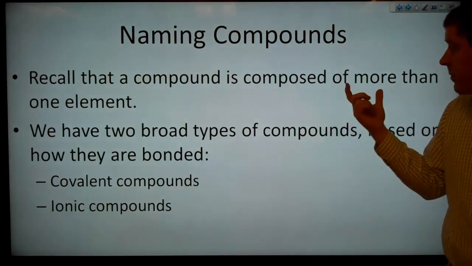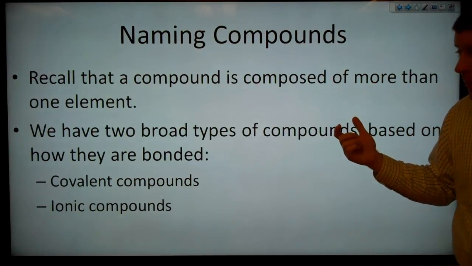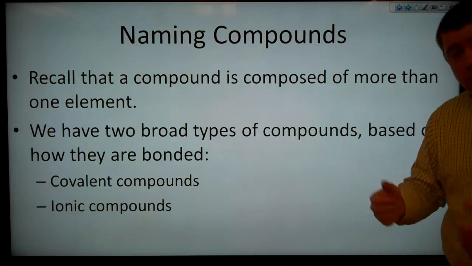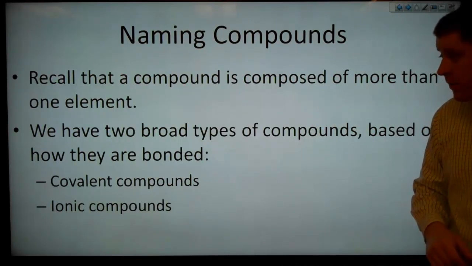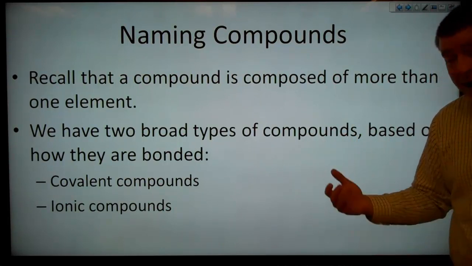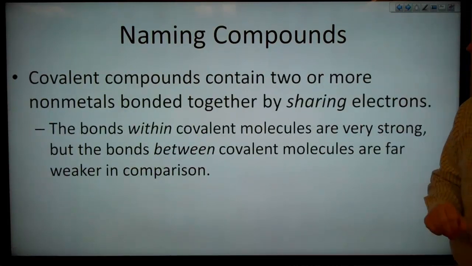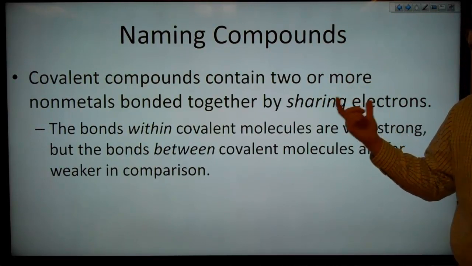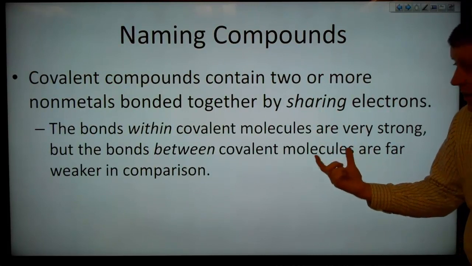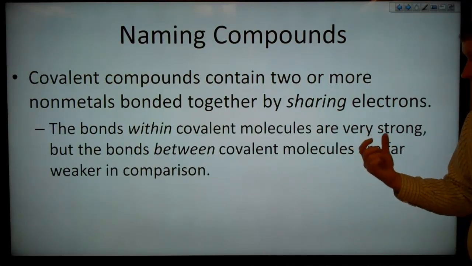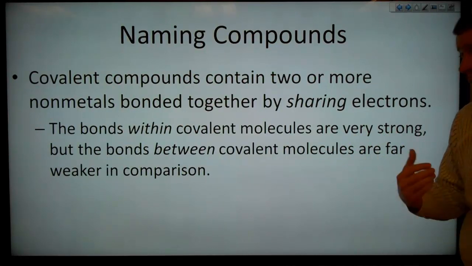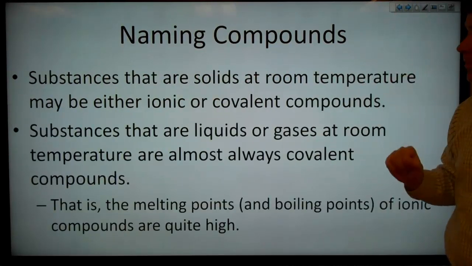Now remember that a compound is composed of more than one element. So we can't simply call the compound by the element name because we're going to have more than one element involved. And we have 2 broad types of compounds based on how they're bonded: covalent compounds and ionic compounds. Covalent compounds contain 2 or more nonmetals bonded together by sharing electrons. The bonds within covalent molecules are very strong, but the bonds between covalent molecules are far weaker in comparison.